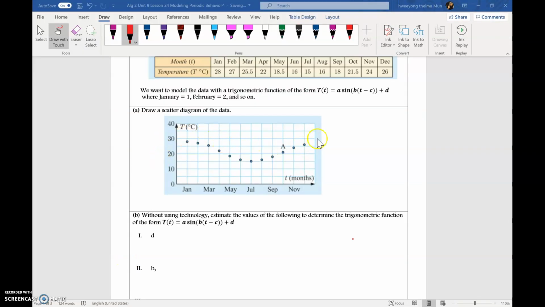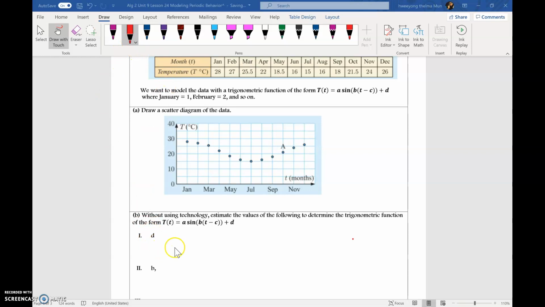Now that we have the scatter plot, what we're going to do next is find the equation that will best fit this data. We're going to find this trig function in terms of a sine function. Our A value here is going to be our amplitude, B is going to be our frequency, C is going to be our phase shift, and D is going to be our vertical shift, or the midline. So we're going to find D first.